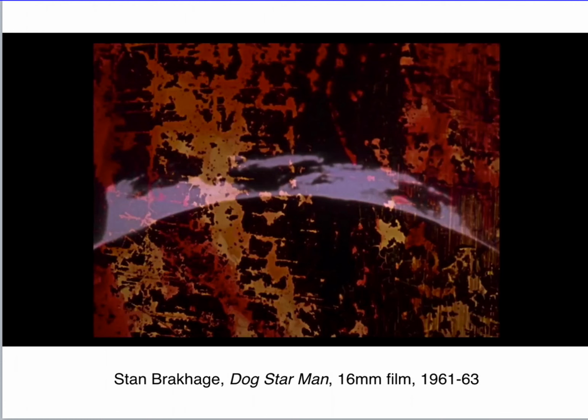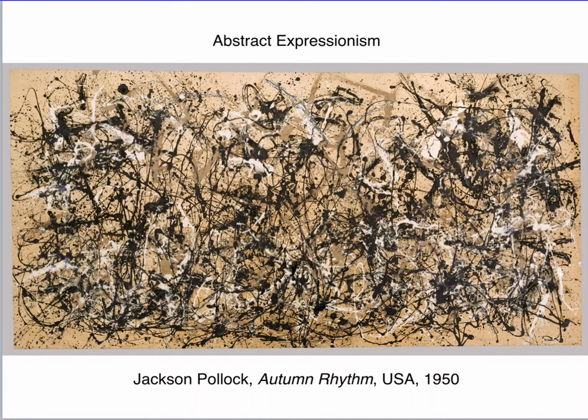And you can see this example in Dog Star Man from 1961 to 63. This is an image from The Prelude, this kind of cosmic consciousness that emerges over a period of time. And of course, if you're thinking about the history of art, this might connect rather directly to something like abstract expressionism and the work of Jackson Pollock, who's again giving this internal vision, this seemingly unmotivated, chance-based dance of paint splattered onto the canvas.